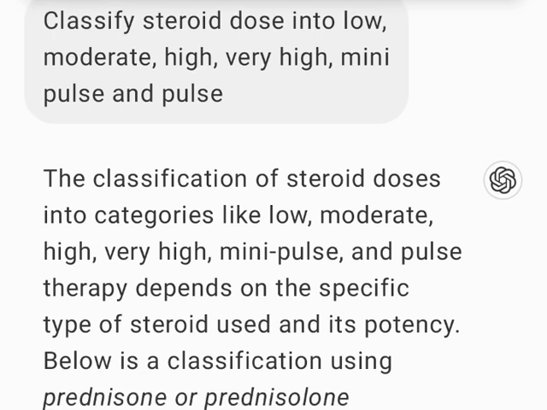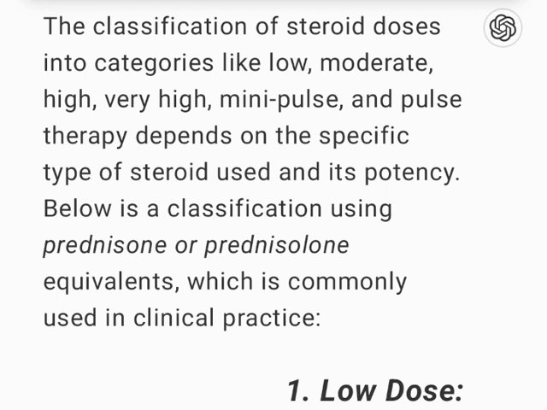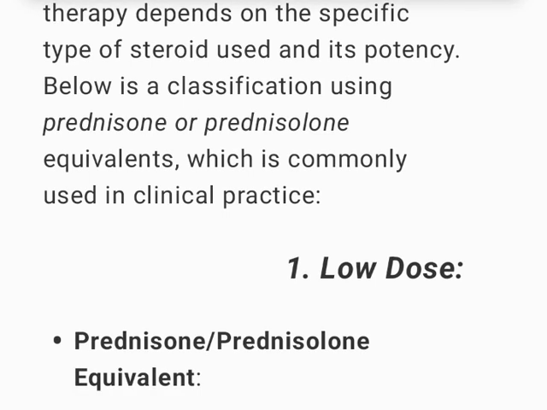The classification of steroid doses into categories like low, moderate, high, very high, mini pulse, and pulse therapy depends on the specific type of steroid used and its potency. Below is a classification using prednisone or prednisolone equivalents, which is commonly used in clinical practice.